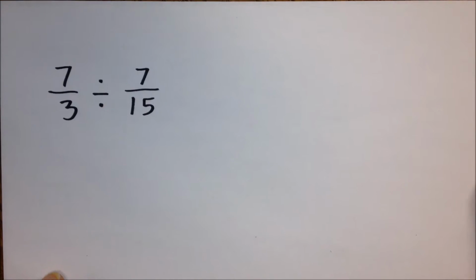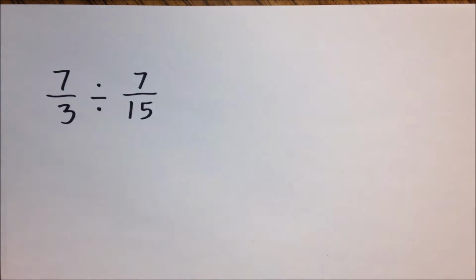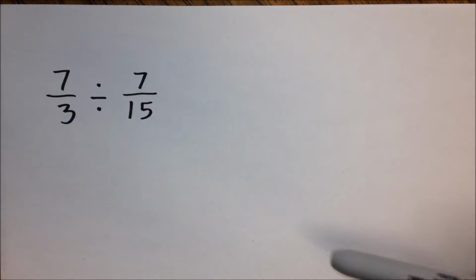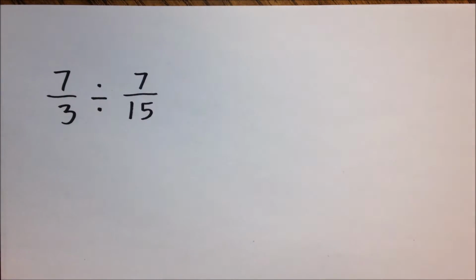Let's work on another problem. This time I'll write my division using the more traditional division notation. However, I'll say this is traditional in middle school, high school mathematics. Once you move into upper division mathematics, people rarely ever use this division symbol. But we'll do 7/3 divided by 7/15.